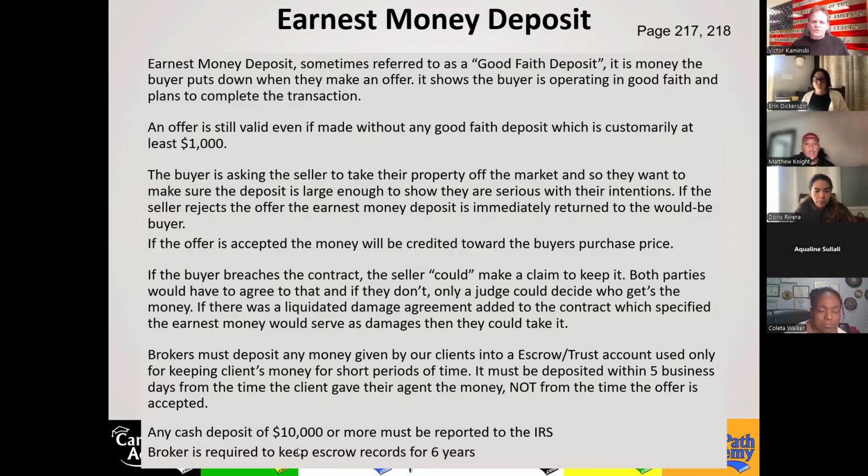And the broker, if they have an interest-bearing account, cannot keep any interest on that. We can't make a secret profit on our client's money. And the broker is required to keep escrow records for 6 years, like all other records. The only 2 things they keep for 6 months are rejected offers and expired listings. Yep.